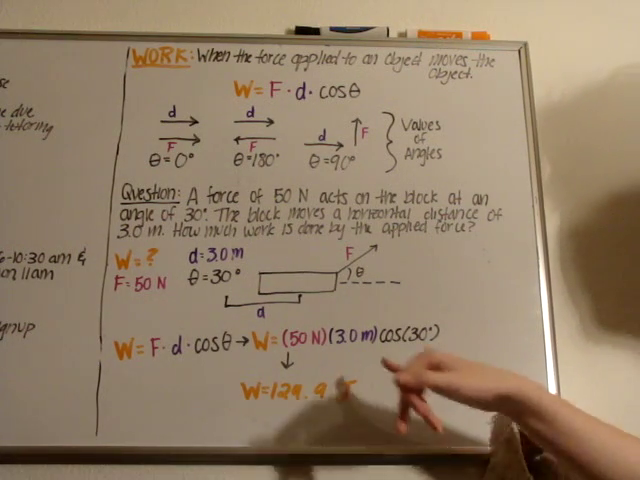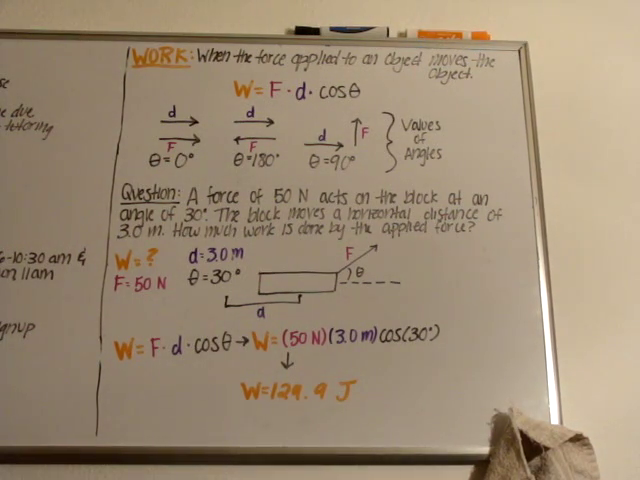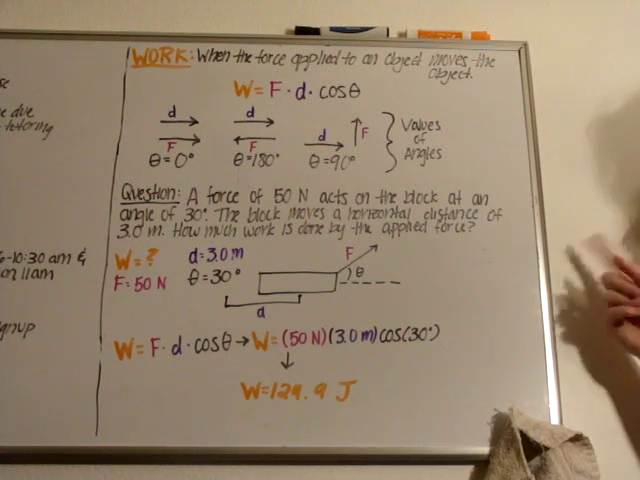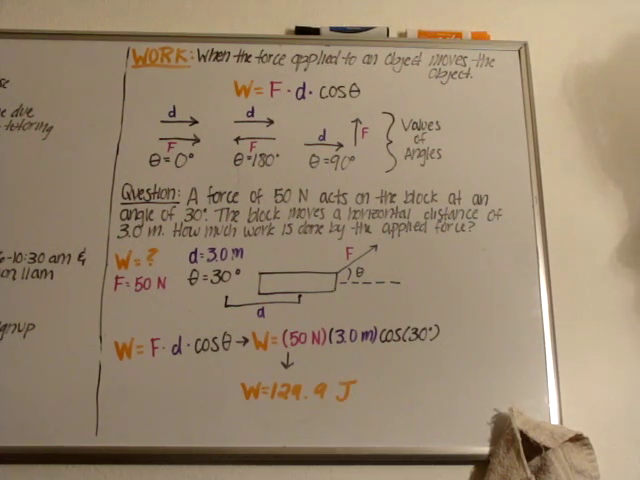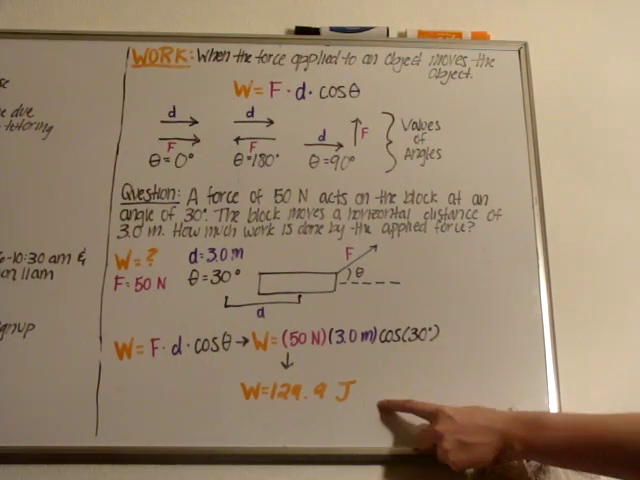So I'm just plugging in my values: work equals 50 newtons times 3 meters times the cosine of 30, which is going to give me a total value of 129.9 joules. I didn't mention it before, but the units for work are joules, which is important. So this is our final answer.